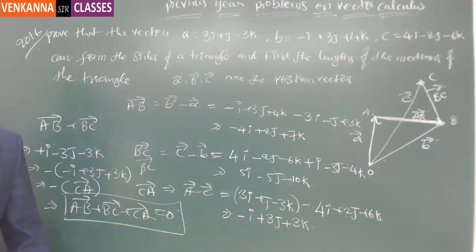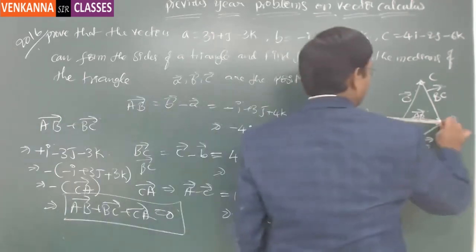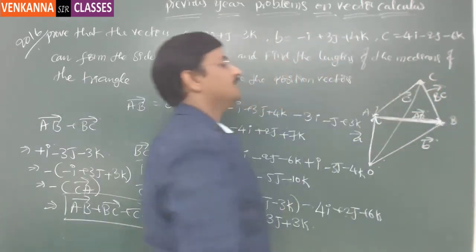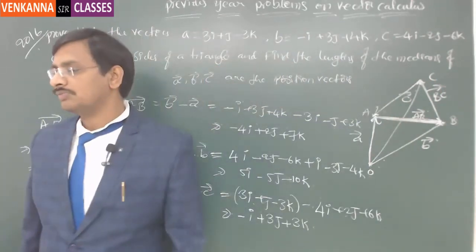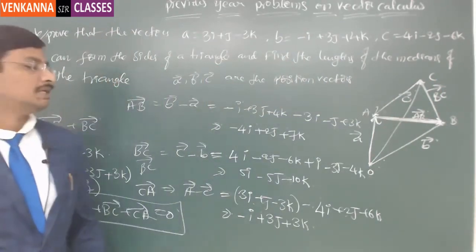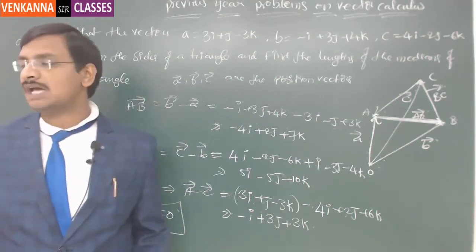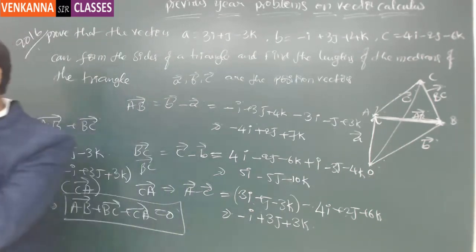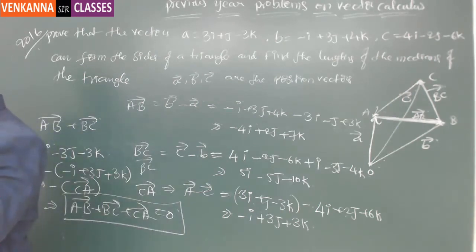Understood or not? So the AB vector, BC vector and CA vector, AB plus BC plus CA is coming out to be 0. Then we say that it is forming a triangle. This is as per the triangular law of vector addition. Got it? Understood, Deepak?